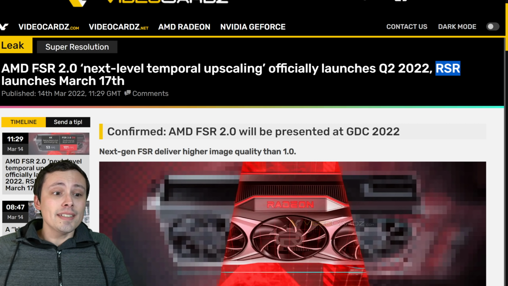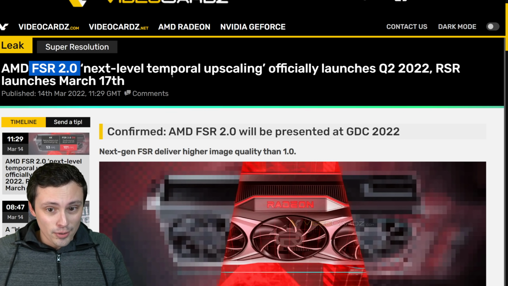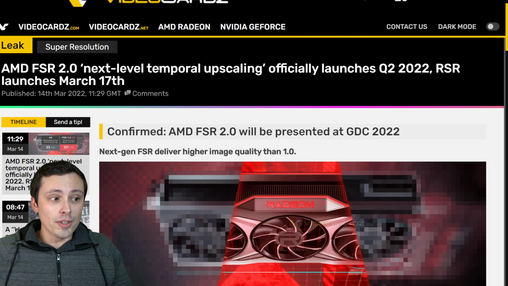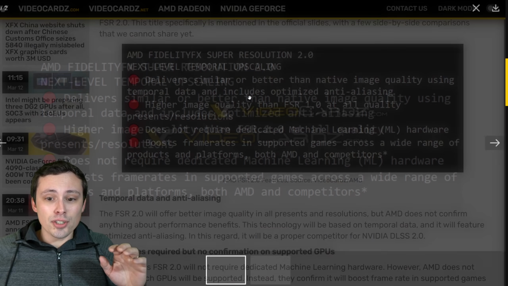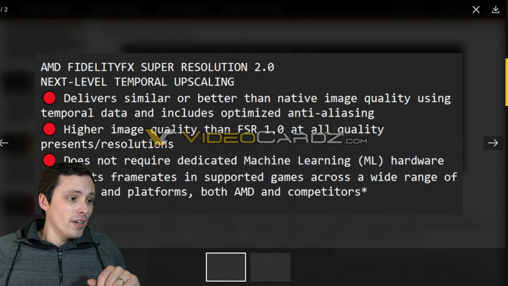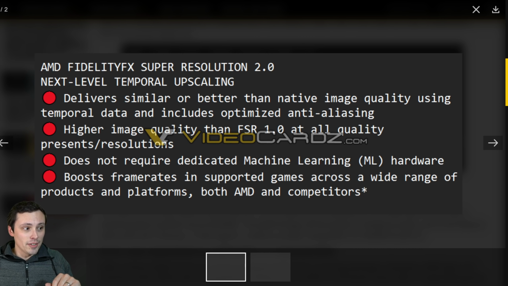Okay, so what is FSR 2.0 and what do we actually know about it? Well, notice the headline here, temporal upscaling, but let's get into the actual slide that VideoCardz seems to have gotten their hands on early. So here's what they have. They have that it delivers similar or better than native image quality using temporal data and includes optimized anti-aliasing.